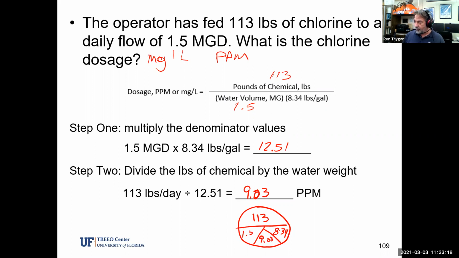We said 1.5. So let's just try it out and see if it works. Multiply the numbers on the bottom together first. 1.5 times 9.03 times 8.34. I came up with 112.9653 is the number I got here. And guess what? Rounded off, that would be 113 pounds.